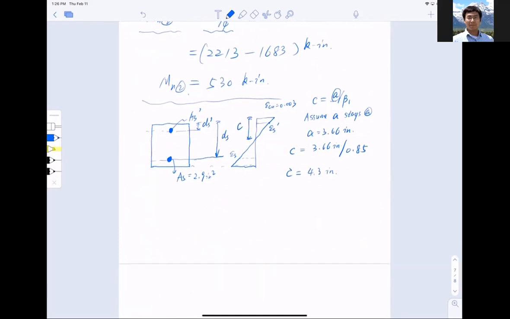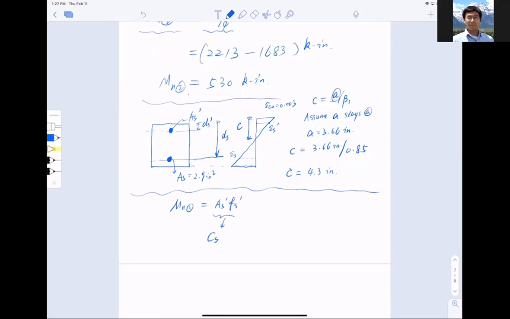Why do I need to know that? Because what I need to find out is that I know Mn2 equals As prime fs prime. As prime fs prime, what's that? That is the compression force by steel.